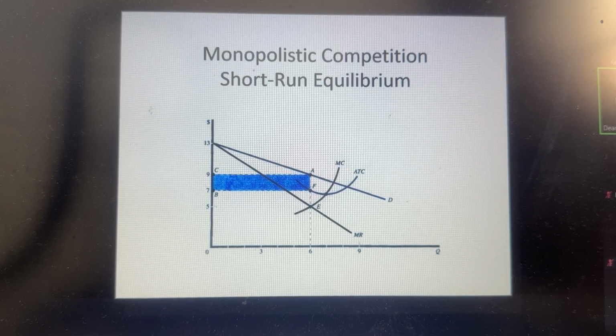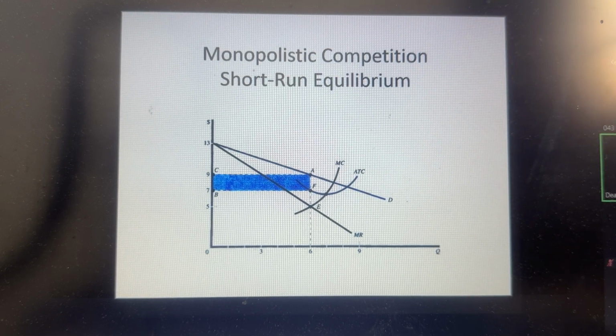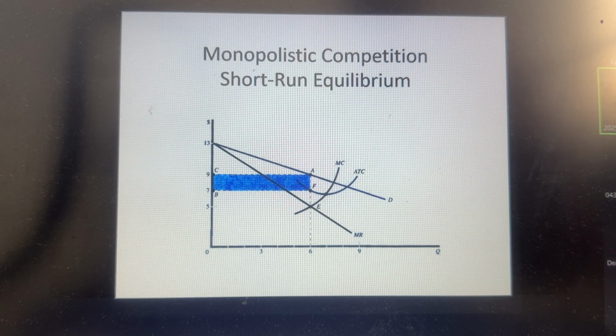Equilibrium point? MR equal MC. E. Okay, what is the equilibrium price? 5. Oh, don't panic. Price you can take from the demand curve. 9.